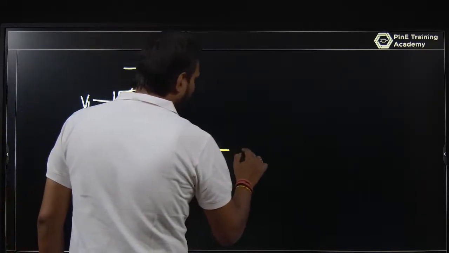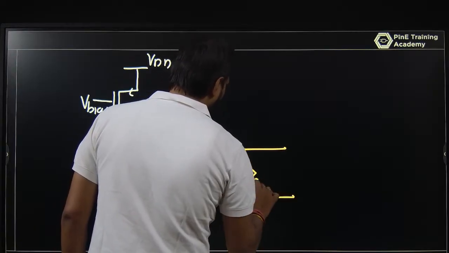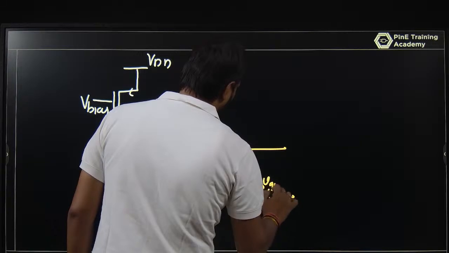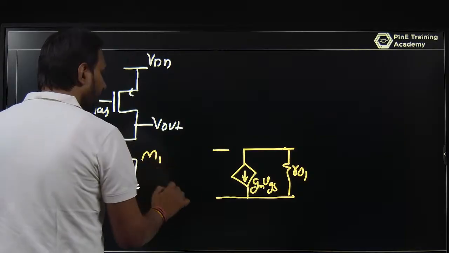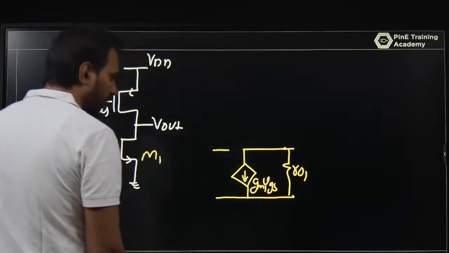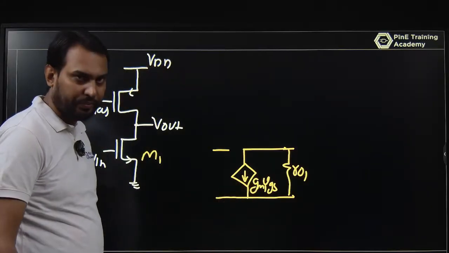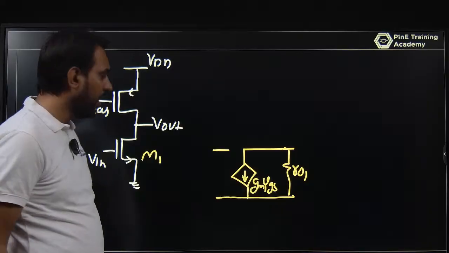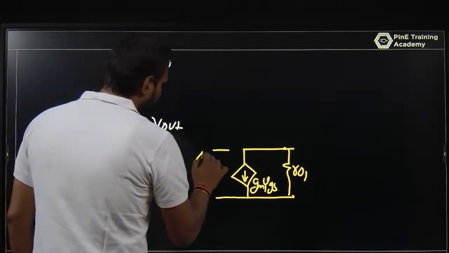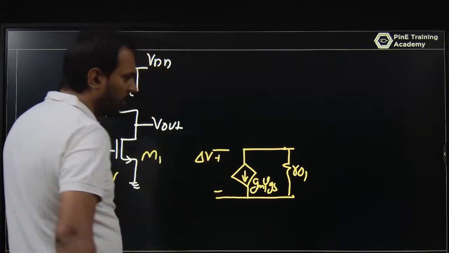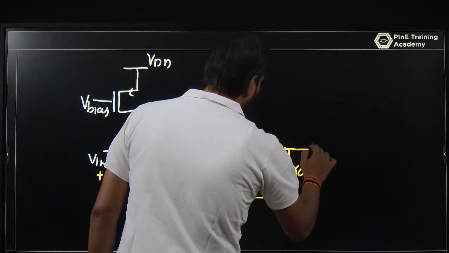You have an input, and this is gm VGS, and you have a R01. Let this be M1. So this is R01, that is gm1 VGS1, and gm1 is the large signal parameter that will be set by the operating point. And the gate voltage is V in plus delta V. So this is delta V. And the source is grounded. And you are talking about the output here.